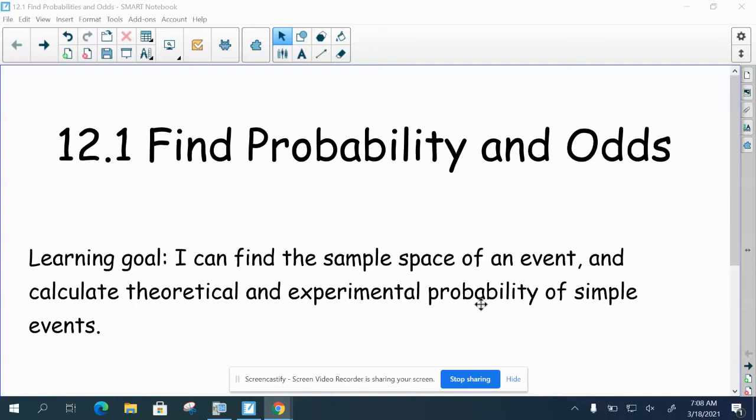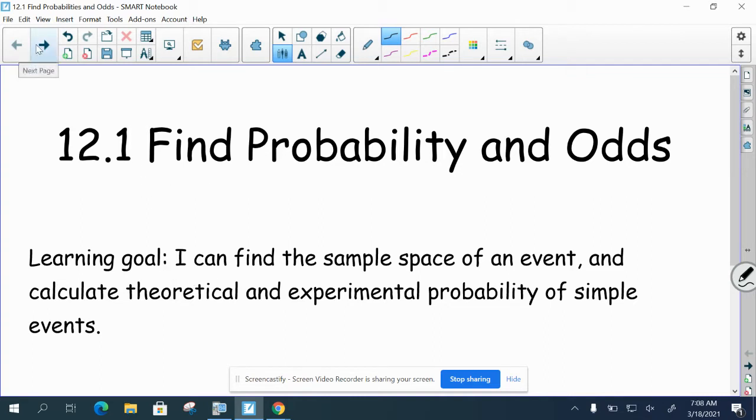Hi everyone, this is lesson 12.1, Find Probability in Odds. This is the first lesson of the last chapter that we're going to do this year before your AIR testing, which is coming up the last week of April. We're going to learn about sample spaces of events, calculating theoretical and experimental probability of simple events.